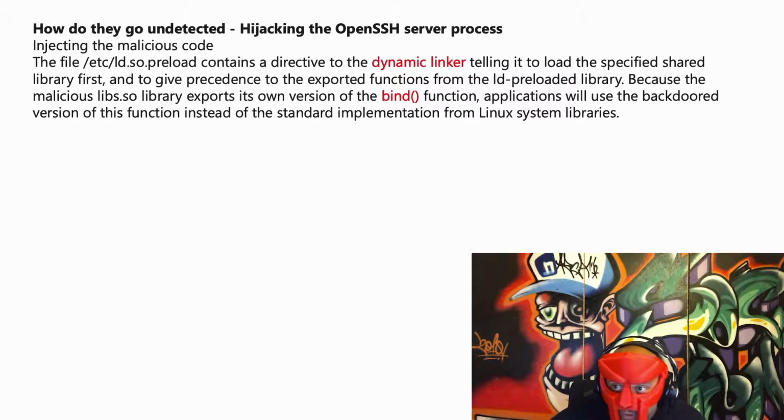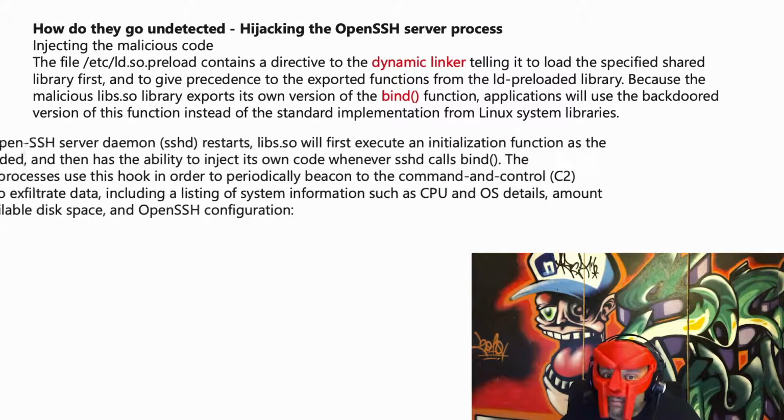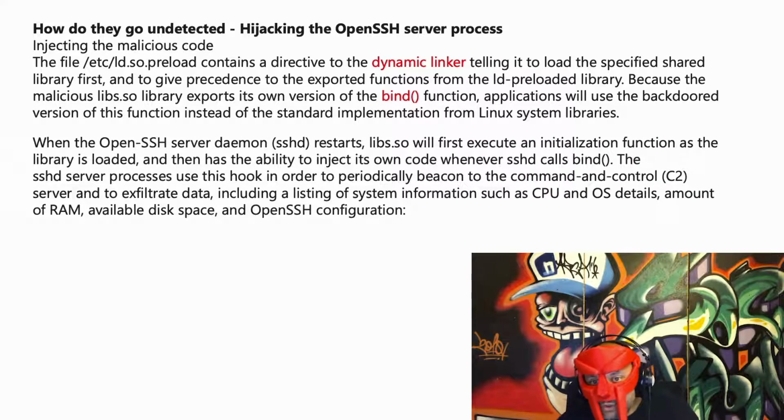operating system functions. So because the malicious libs.so library exports its own version of the bind function, this is what I was just saying, use my bind function, don't use the operating system's bind function, the applications will use the backdoored version of this function instead of the standard implementation from the Linux system libraries. Pretty sneaky, sis. So when the OpenSSH server daemon SSHD restarts, libso will first execute an initialization function as the library is loaded, and then has the ability to inject its own code whenever SSHD calls bind.